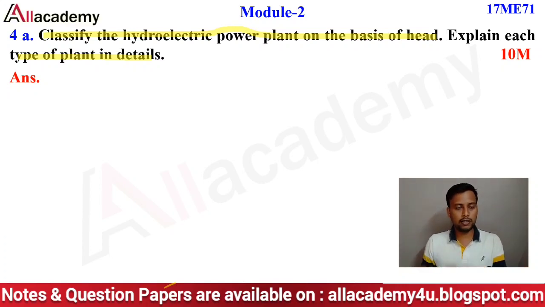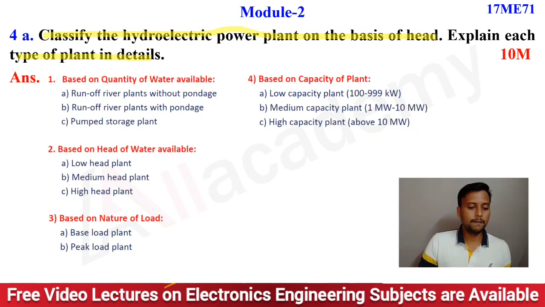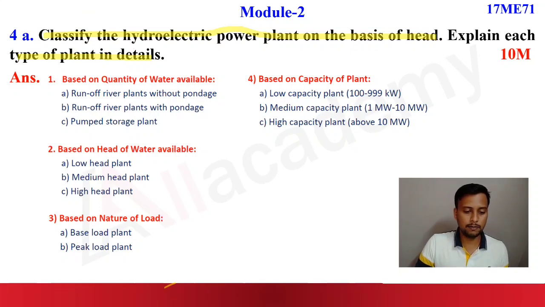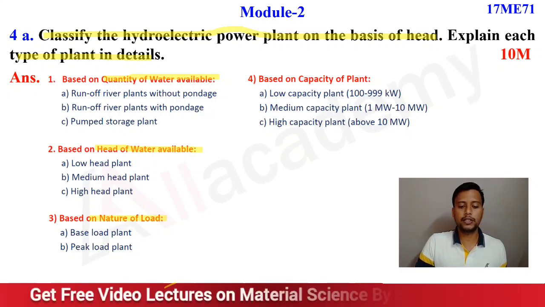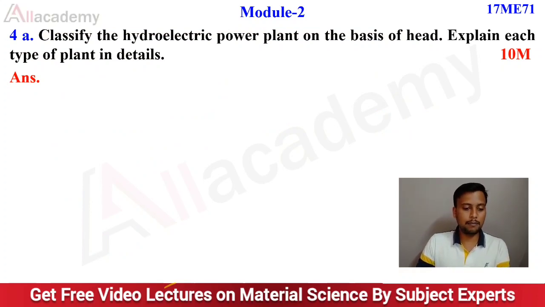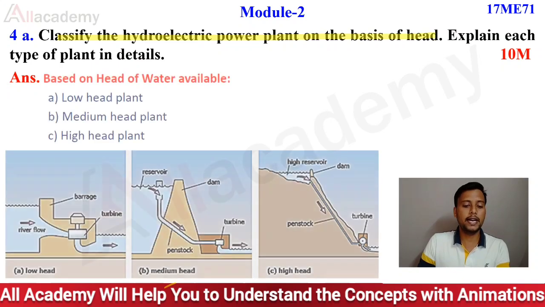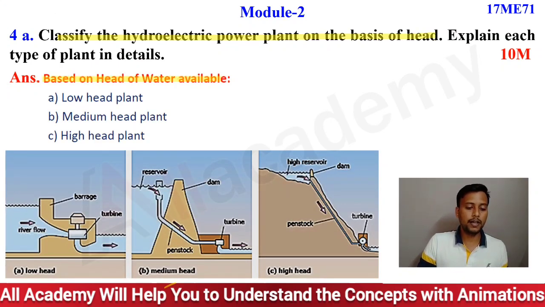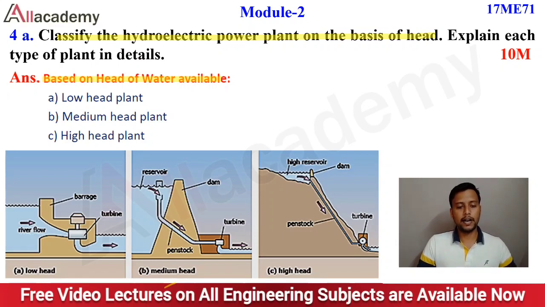And if you explain all the different kinds, 3 marks will be allotted for each case. So basically these hydroelectric power plants are classified based on 3 types. One is based on the quantity of water available, then head of water available, then based on the nature of load, then the capacity. But for this question, they have clearly mentioned classify the hydroelectric power plant based on the head. So this is a right answer: based on the head, low head, medium head, then high head plant.